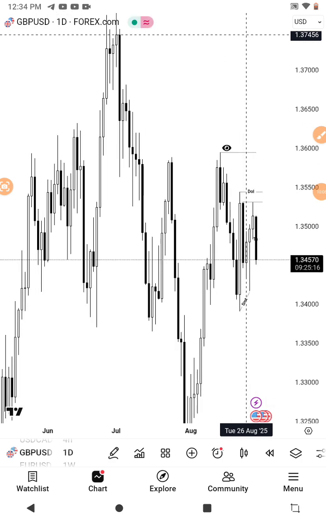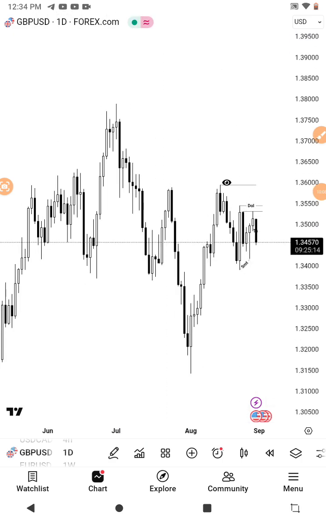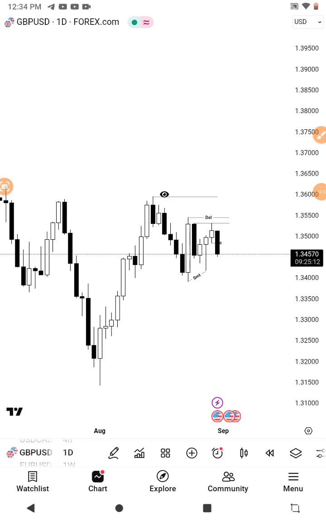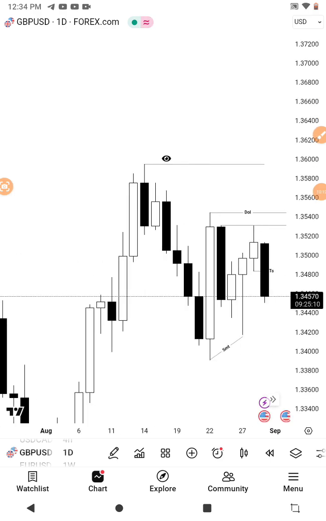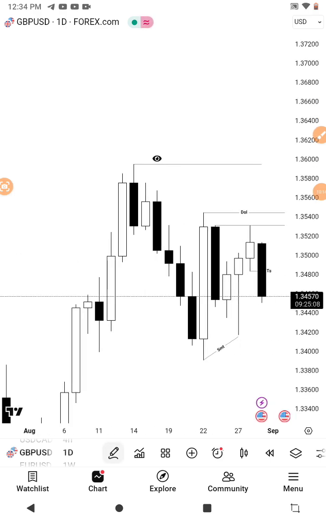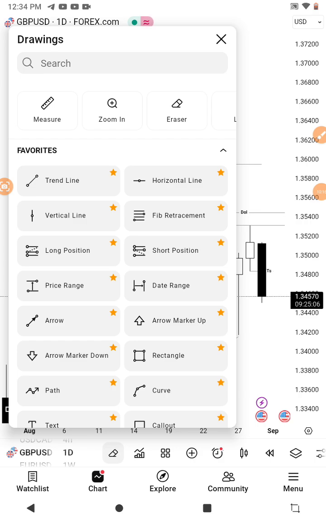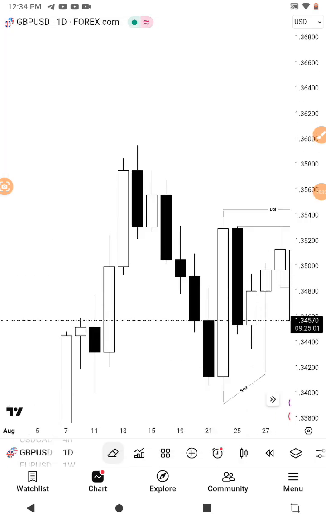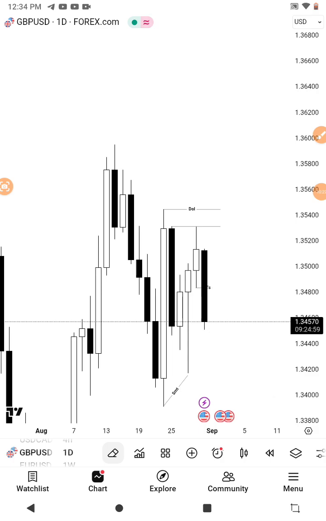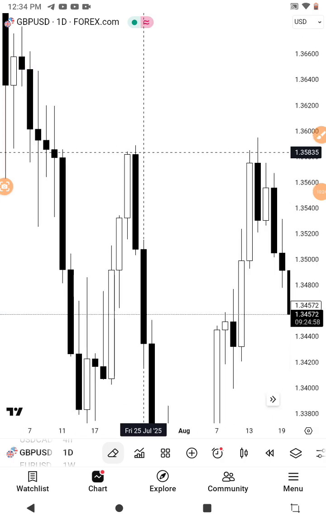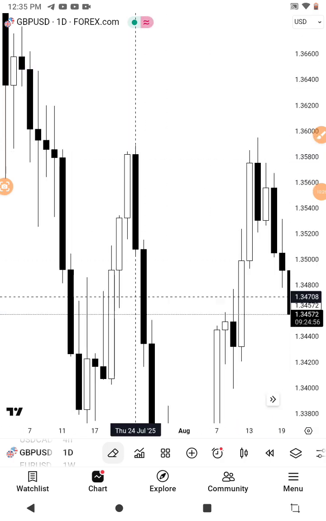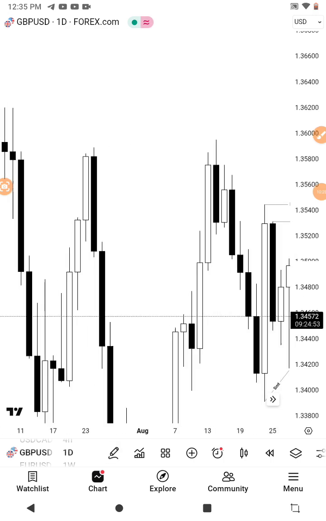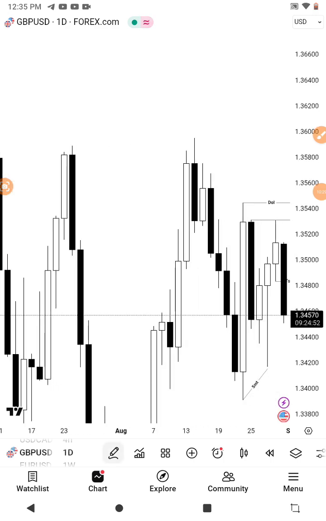Okay, so now look at this one here. Let me remove this. One, two. Okay, now look at this CRT. Where's our key level? Swing high. Look at the swing high here. Swing high sweep, right? And again, we got to change the state of delivery.